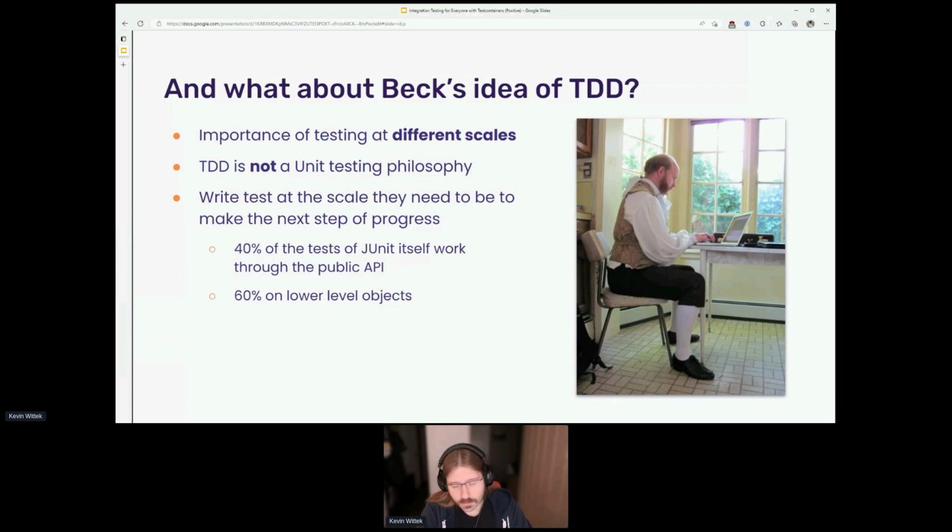And therefore, he's very pragmatic about at which scale, at which abstraction the tests should be written. So he said, write the test at the level or at the scale where it makes the most sense to get the best progress of your code driven out using test-driven development. And then if you look at JUnit itself, and so we know from him, JUnit was developed using a TDD approach. He says 30% of the tests are tests through the public API.